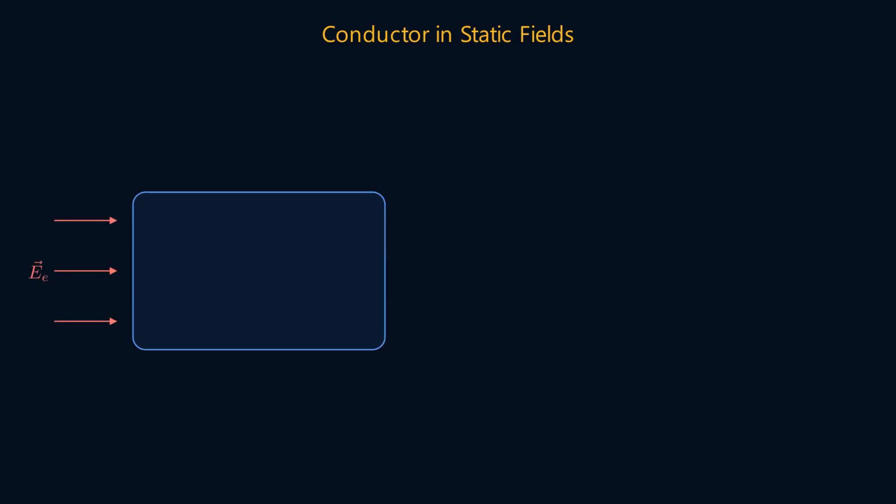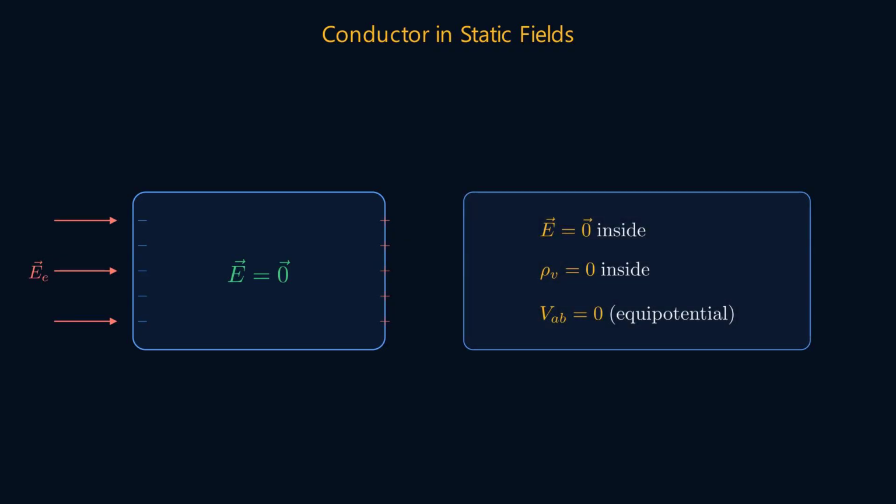Now let us examine how a conductor behaves when placed in an electrostatic field. Consider an isolated conductor, not connected to any source. When an external field E_e is applied, the free charges inside the conductor redistribute almost instantly. Positive charges shift in the direction of E_e, negative charges shift opposite. This redistribution creates an internal field E_i that opposes the applied field. Equilibrium is reached when E_i exactly cancels E_e, so the total field inside the conductor is zero.